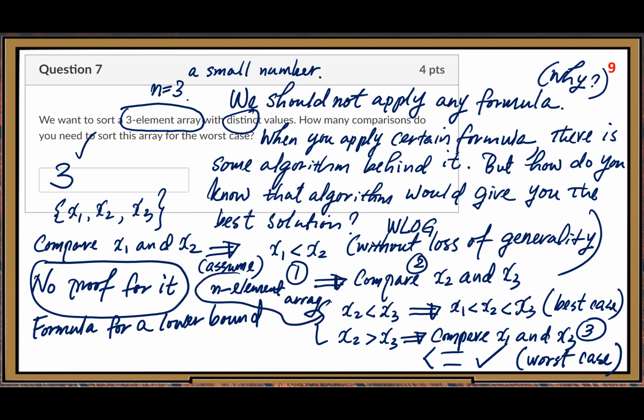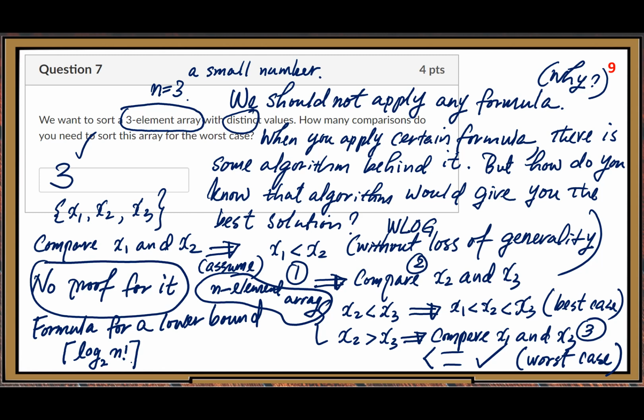Lower bound. What's that lower bound? The lower bound is the ceiling function of log base 2 of n factorial. This is the lower bound formula. The lower bound means nobody can do better, with fewer comparisons than this number. No matter what algorithm you use, this is a lower bound.